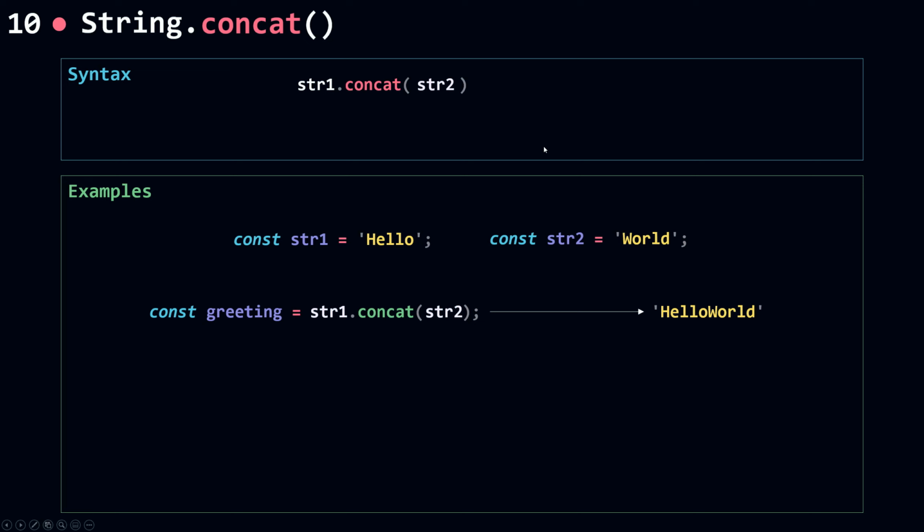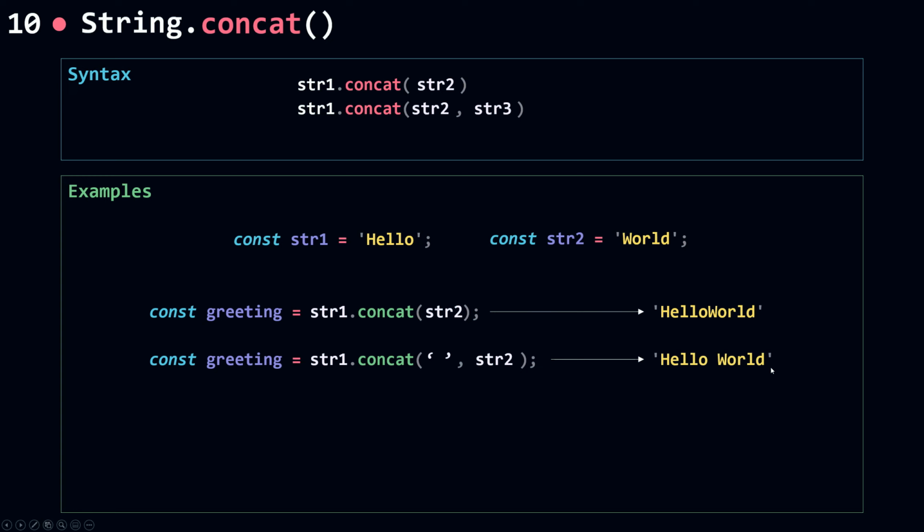Now you can also concatenate more than one string to another string. So now I can concatenate a space here and then my string2 "world" to my string1 "hello". I'm going to assign this to greeting, and this time it will be equal to "hello world". So "hello" is string1, the space is this space here, and string2 is "world". Now you can also concatenate more than 2 strings to another string.